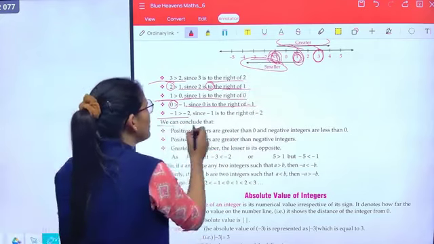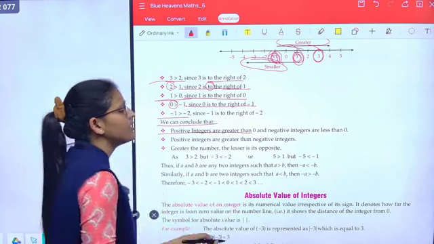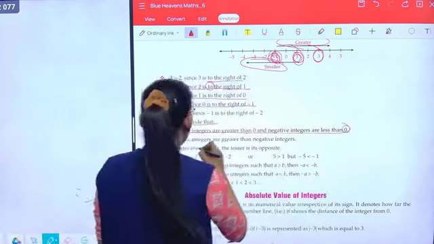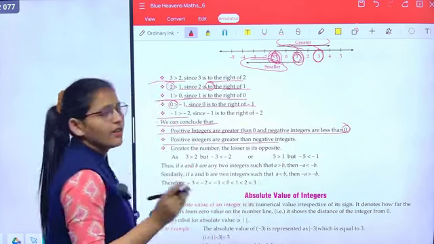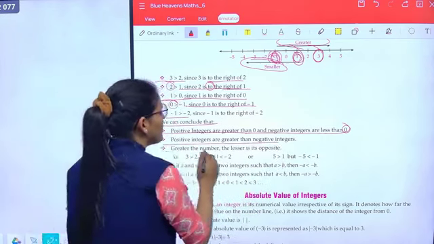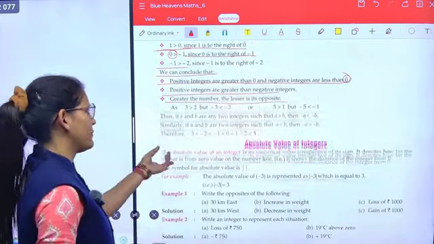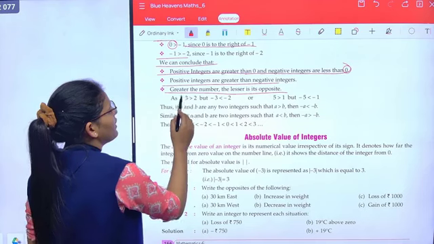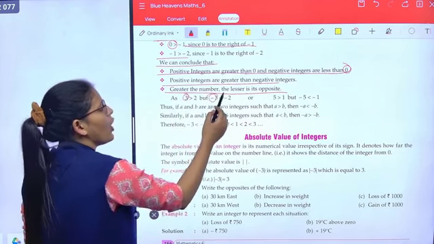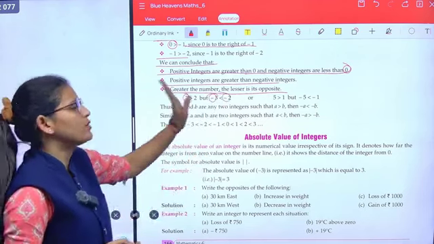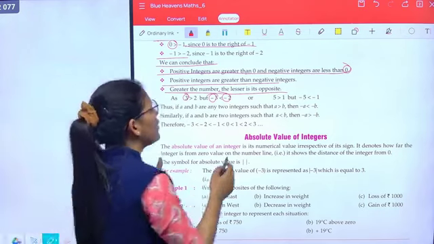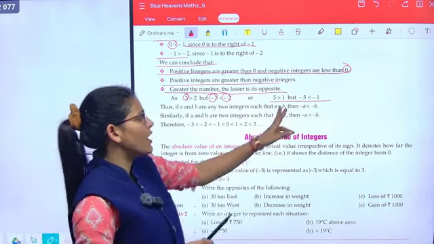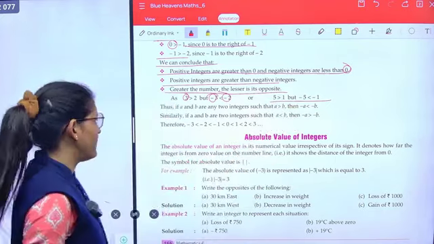Now we can conclude that positive integers are greater than 0 and negative integers are less than 0. Positive integers are greater than negative integers. Greater the number, the lesser is its opposite. 3 is greater than 2, but minus 3 is less than minus 2. So minus 2 is greater than minus 3. Again, 5 is greater than 1, but minus 5 is less than minus 1.